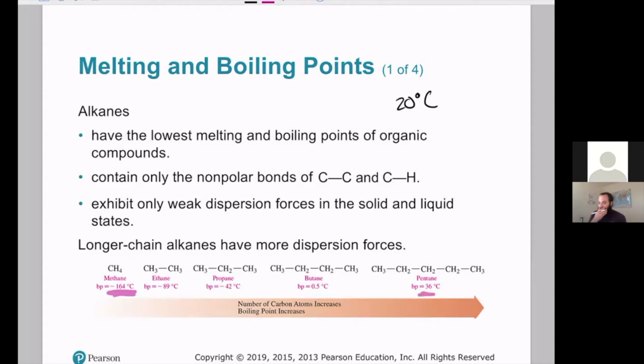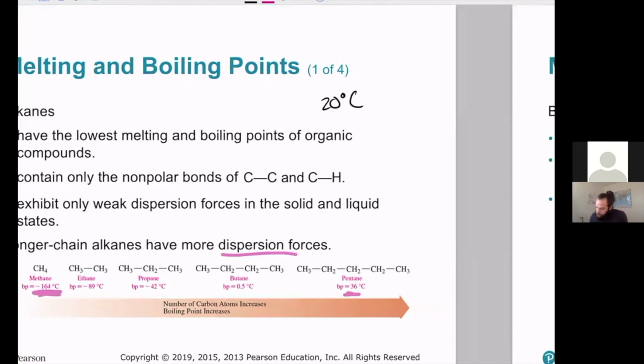This is because of what's called dispersion forces. We're not going to go too much into that. Let's just say that the way that these molecules stick to one another is easier the longer it is. So methane can't really stick to its neighbor very much, but something like pentane that has a lot more surface area can stick to its neighbor a little bit better.